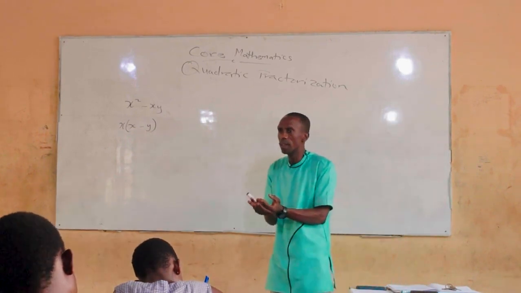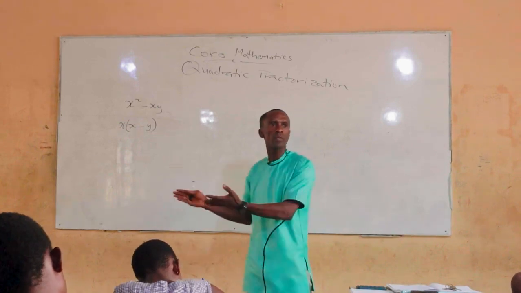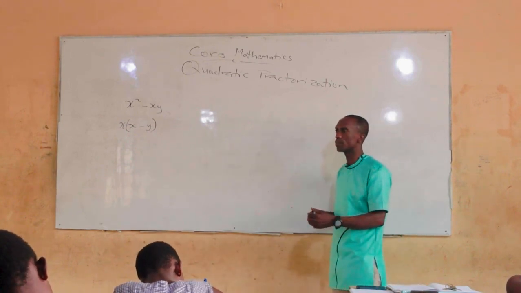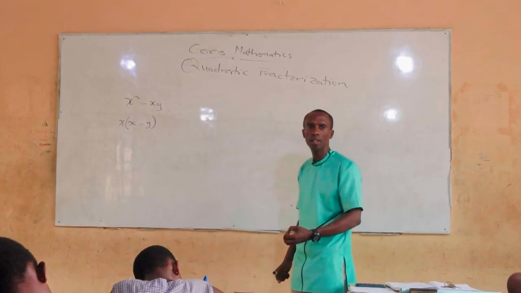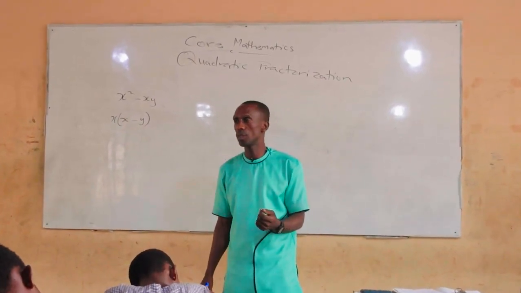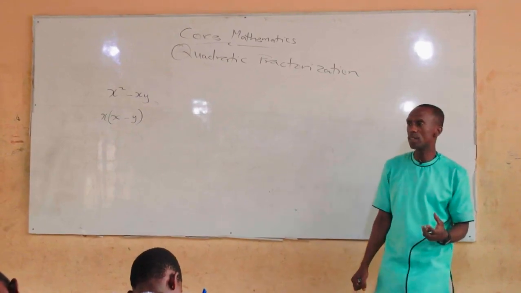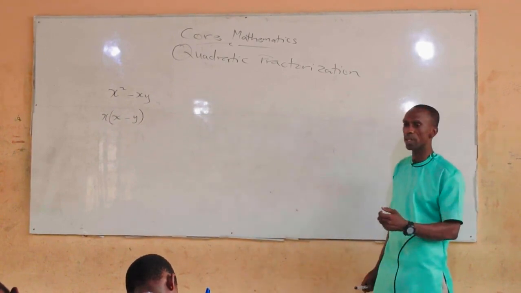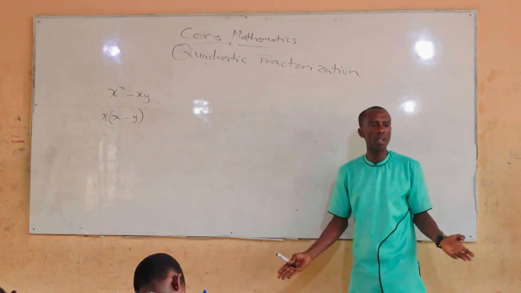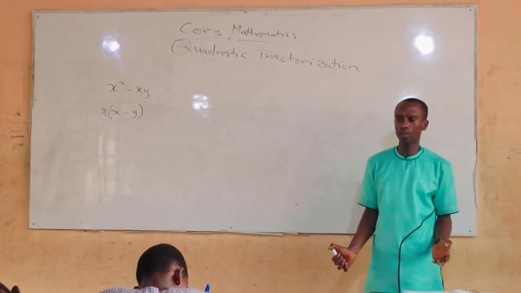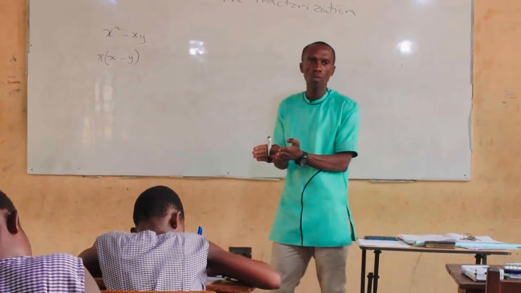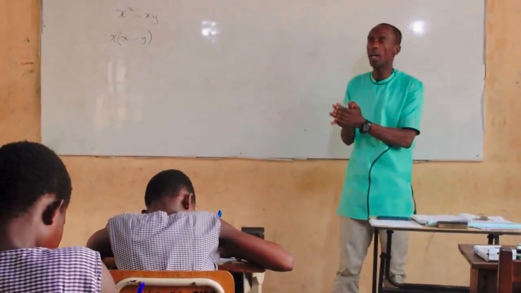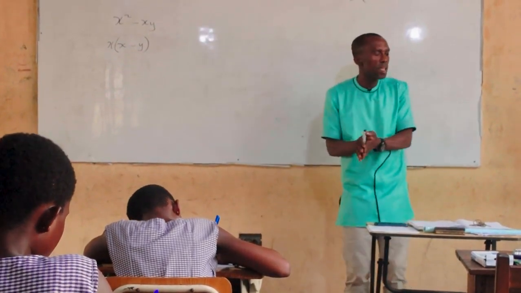Now let's look at the methods that we can use to do this factorization. One of the methods is by inspection. Another method is by using the quadratic formula. The third one is using completing of squares. Then the last one is graphical. In today's lesson, we'll focus our expansion on by inspection. So we are looking at quadratic factorization involving inspection.